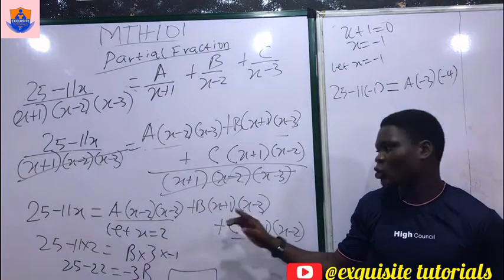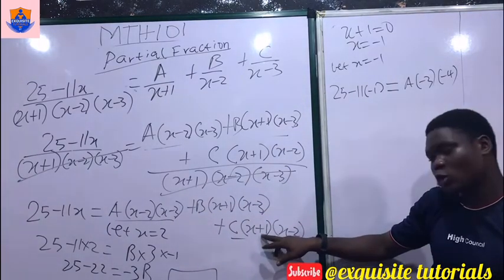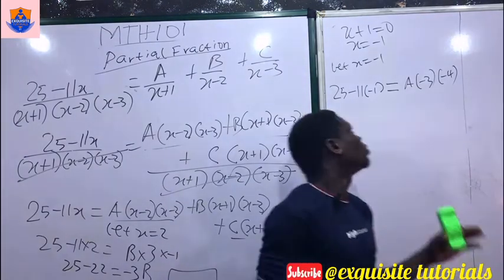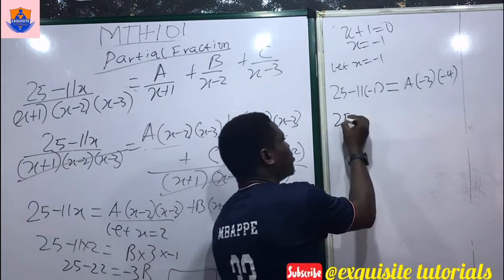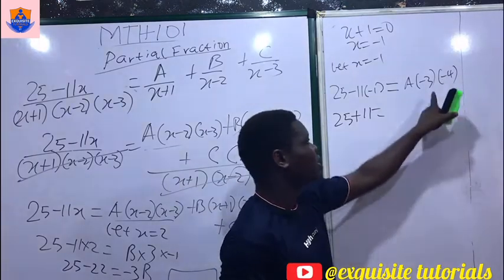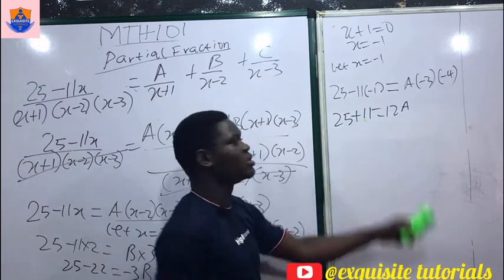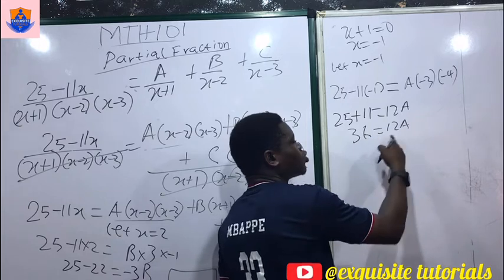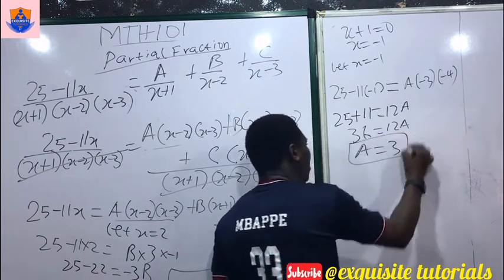Minus 1 plus 1 is 0, so there's no need to check anything. This part becomes 0. Minus 1 plus 1 is also 0. So this part is out. We are left with just this. So let's start. 25 minus times minus is plus, so we have 25 plus 11. Now minus times minus is also plus. 3 times 4 is 12. So we have 12a. 25 plus 11 is 36. So 12a, 12 divided by 12. When you divide everything by 12, a becomes 3. So we have gotten our value for a.